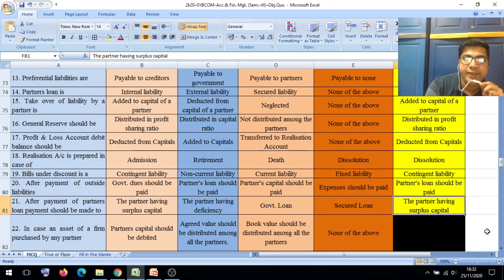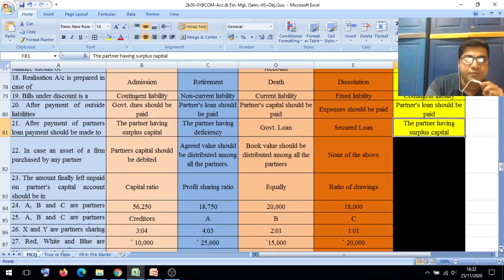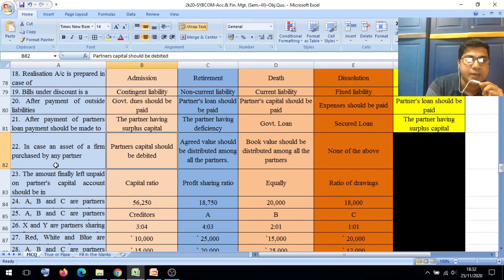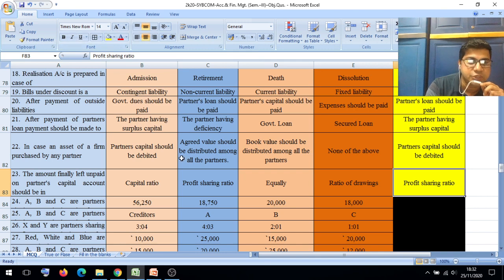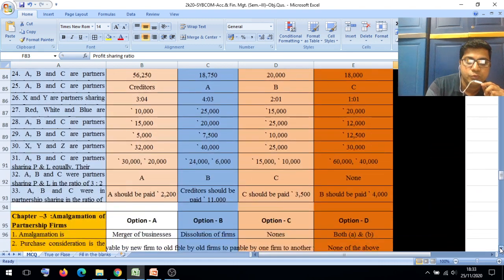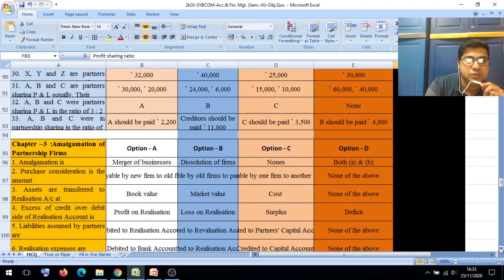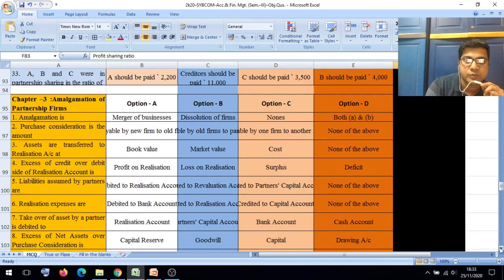Then next, in case an asset of a firm is purchased by any partner, it should be debited to the partner's capital account. The amount finally left unpaid on partners' capital account should be in profit sharing ratio. Then practical we will not do. So all these questions are related to piecemeal distribution.